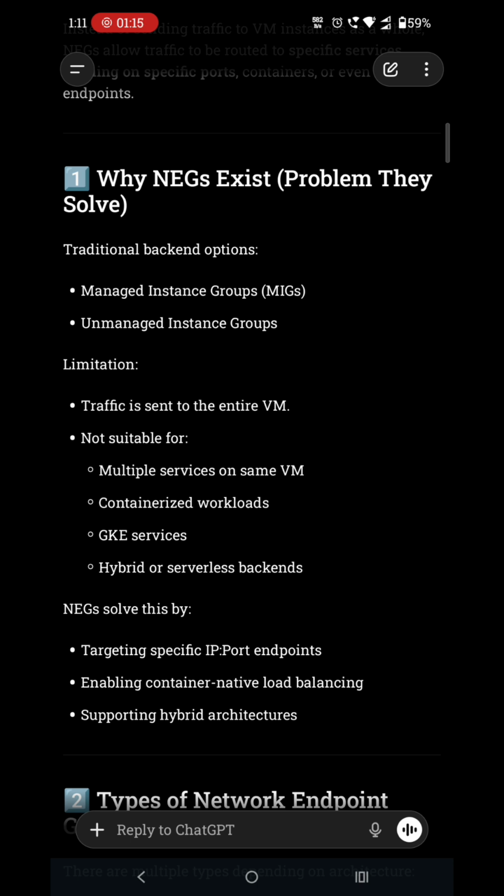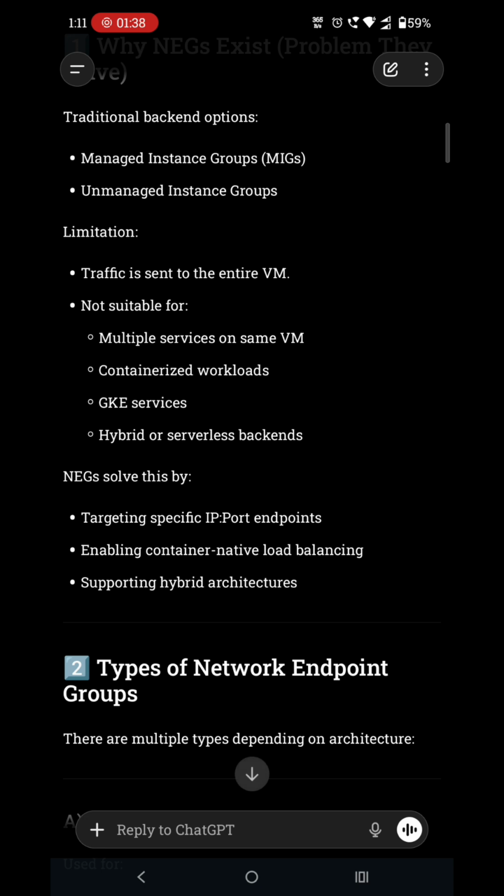Containerized workloads: if Docker has created multiple containers, then we cannot send different traffic routes to different containers, or GKE, that is Google Kubernetes Engine services, and hybrid or serverless backends. Network endpoint groups solve this problem by targeting specific IP address and port endpoints, enabling container native load balancing and supporting a hybrid architecture.